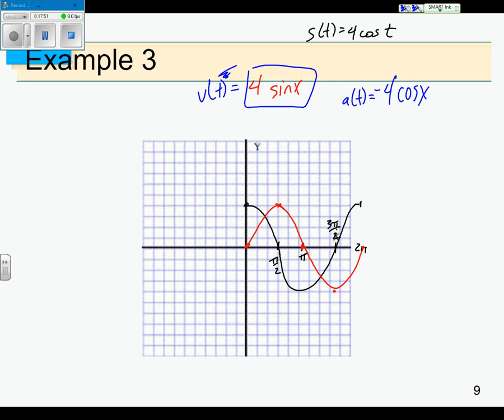And then finally, I have my acceleration. My acceleration is going to be negative 4 cosine t. So that's just going to be a reflection of this black line that I have. Let me get some reference points here. I'll be ready to draw it. Coming down, comes up, and it comes back down. There are all 3 of my functions. I got my position function, I got my velocity, and I've got my acceleration.